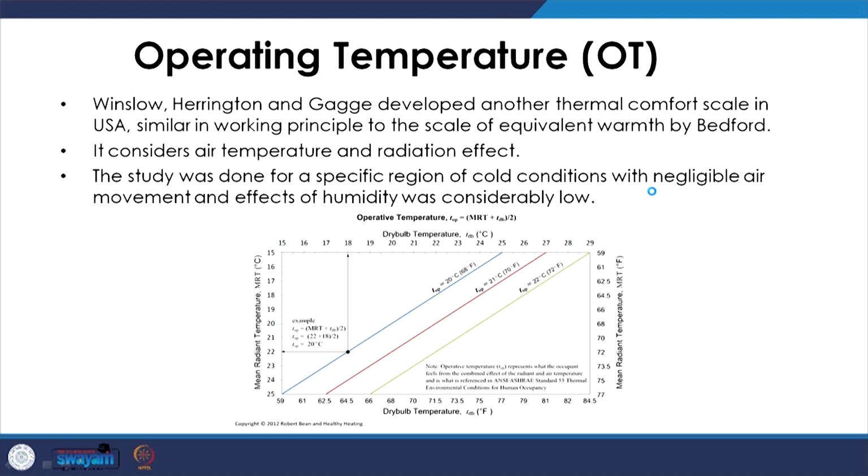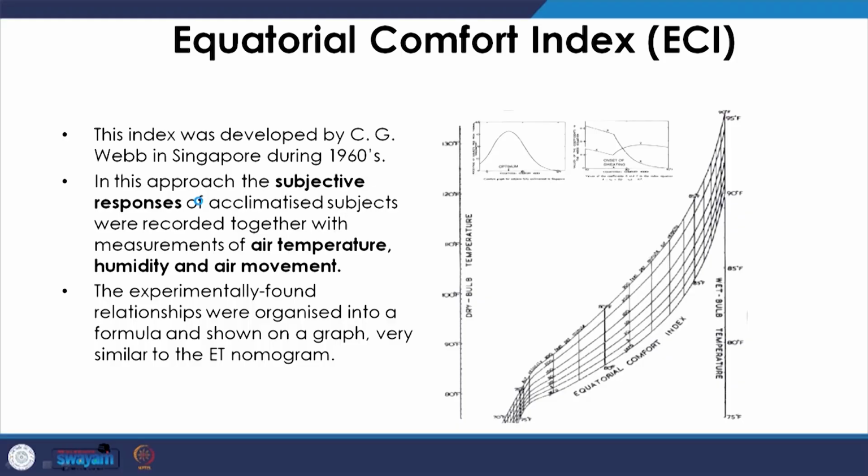Very similar to equivalent warmth, another thermal comfort index was created in the USA, which was operative temperature, and this particular study was done for the specific region of cold conditions with negligible air movement. So, both in equivalent warmth and in operative temperature, the air movement was considered almost negligible. Another thermal comfort index developed in the 1960s was called the Equatorial Comfort Index, developed in Singapore by C.G. Webb.